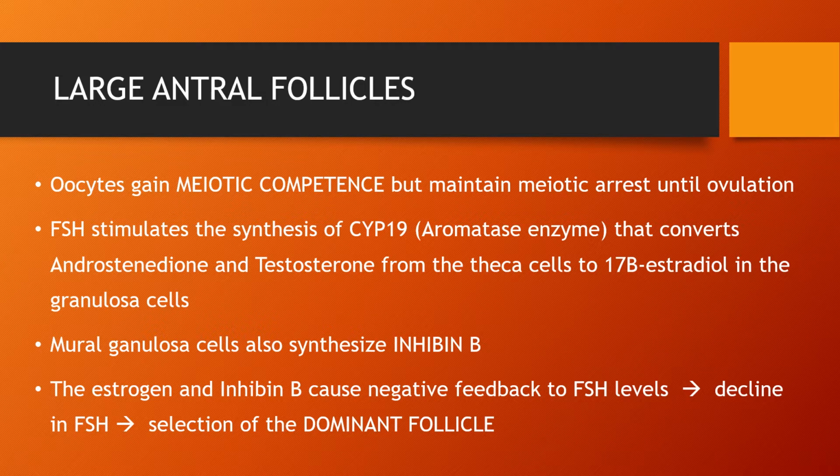Then your follicle-stimulating hormone will now stimulate the synthesis of your aromatase enzyme, which is your CYP19, and it will convert the androstenedione and testosterone into your 17-beta estradiol in the granulosa cells. At this point, the mural granulosa cells also synthesize inhibin B. Estrogen and inhibin B will cause negative feedback on FSH levels, causing a decline in FSH, and at this point there will be selection of the dominant follicle to be released.